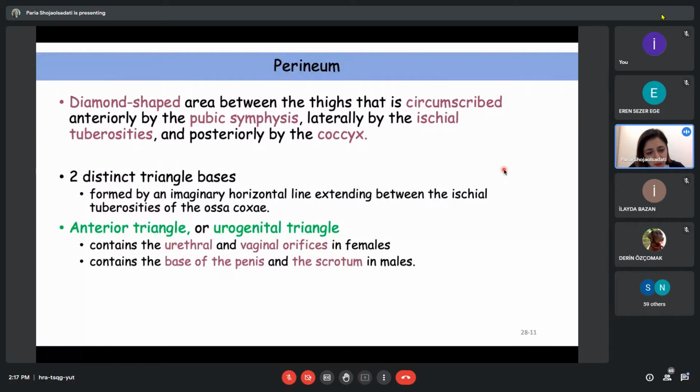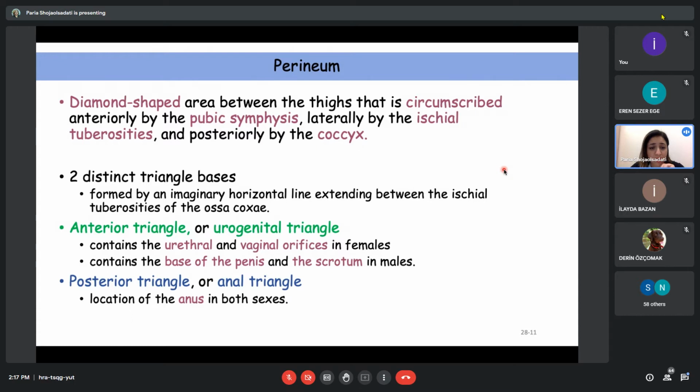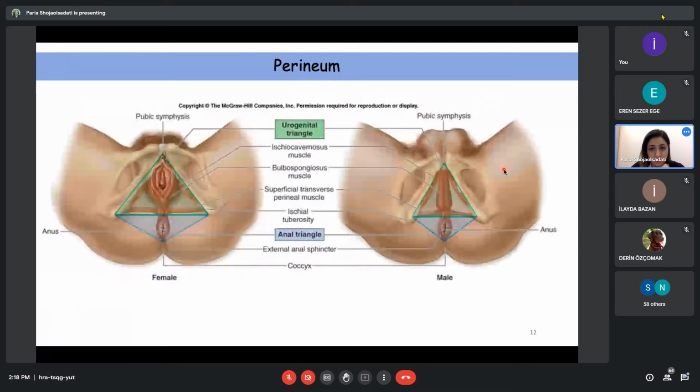The anterior triangle is generally named the urogenital triangle, but the posterior triangle is famous as the anal triangle. The anterior triangle contains the urethra and vaginal orifice in females, but in males it generally contains the base of the penis and scrotum. Let's take a look at this triangle. The posterior triangle contains the same things in both genders: the external orifice of the rectum, or anus. You can see it here.